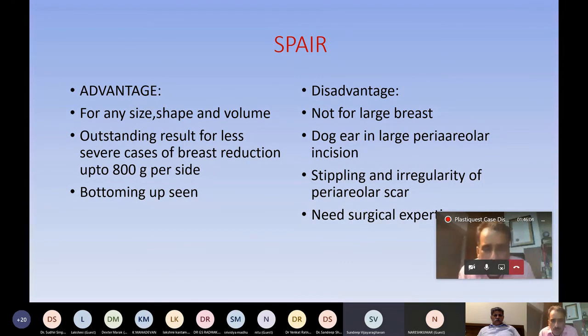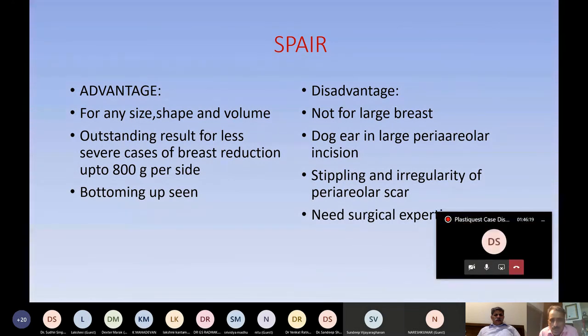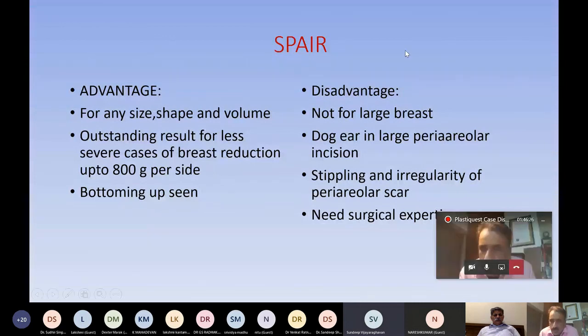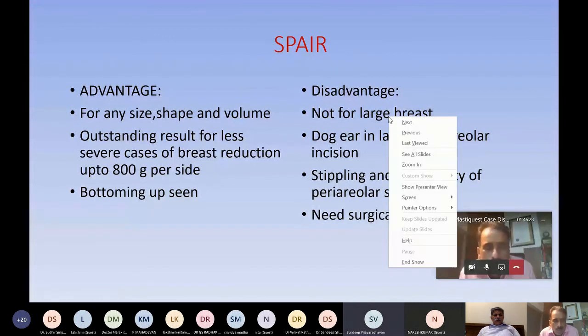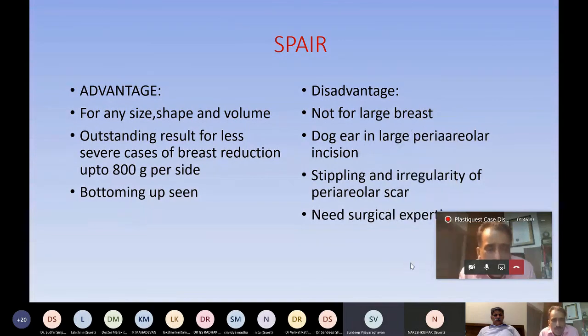Within any other question, or should we move on to the next? Milind? I can't hear anything. Milind, any other question you want to ask, or shall we move on to the next case? We are running out of time. Yeah. Dr. Sandeep, Dr. Radha, shall we move on to the next?